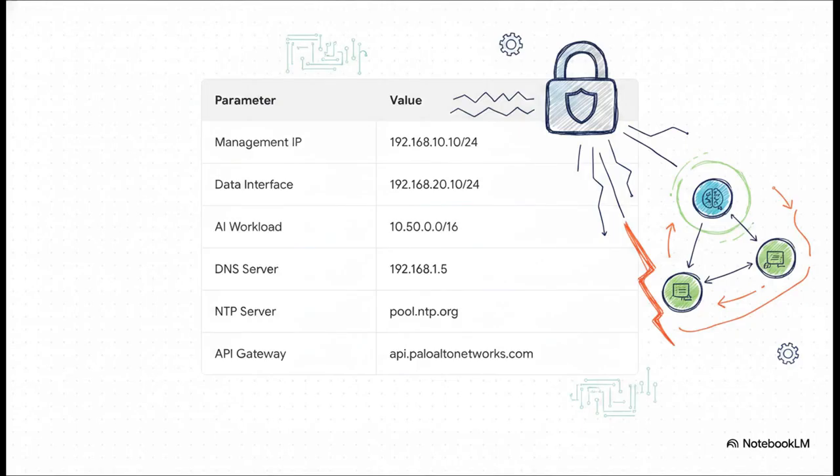Now, to see what this looks like in the wild, let's consider how a company like TechCorp Industries configures their network. What's really interesting here is how they intentionally isolate their machine learning environment into a specific AI workload subnet at 10.50.0.0/16. That kind of network segmentation is exactly how you protect highly sensitive ML workloads from broader network lateral movement. It's basically putting your models in a digital vault.